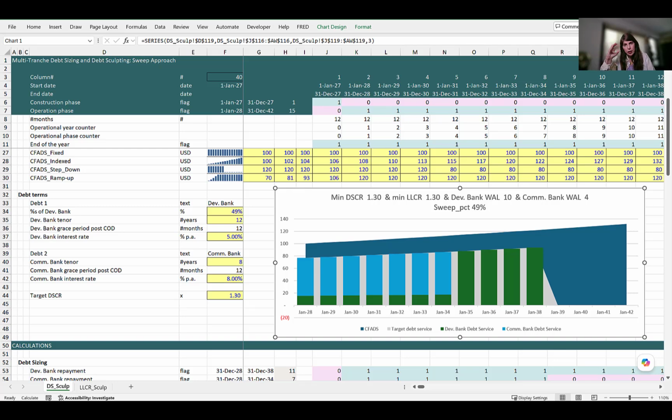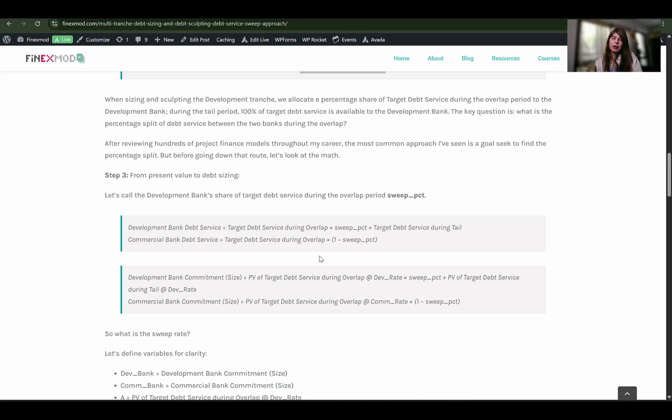How do you split the target debt service between the 2 banks during the overlap period, or in this case during the first 8 years of the project? Okay, let's call that share sweep percentage. It might not be a very good name because you might confuse it with the cash sweep mechanism, but let's keep it there as a sweep percentage. So whenever I refer to sweep percentage, what I mean in this video is the percentage of the target debt service that goes to the Development Bank tranche.